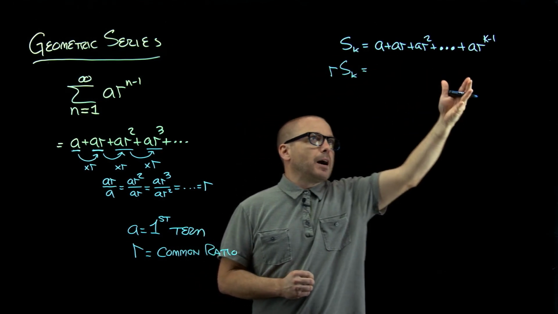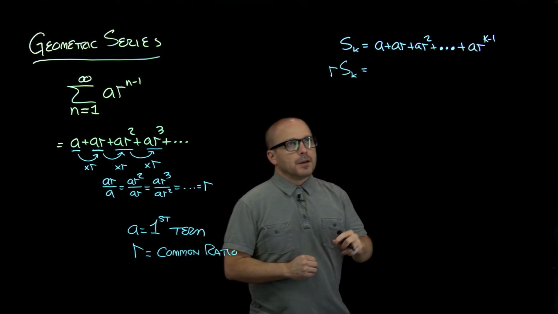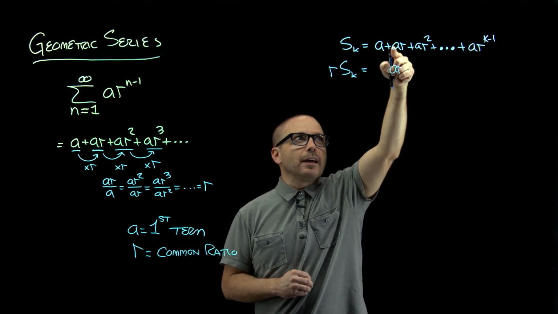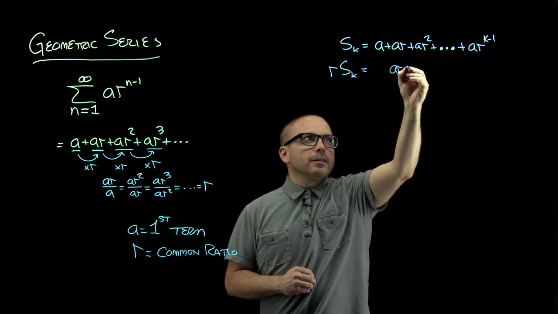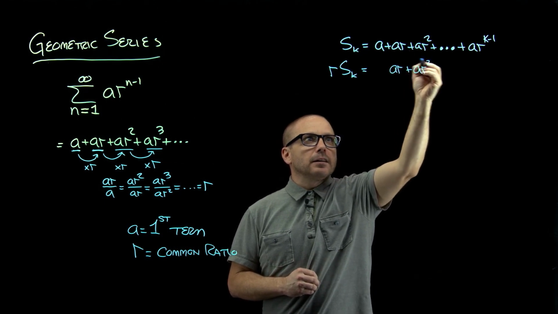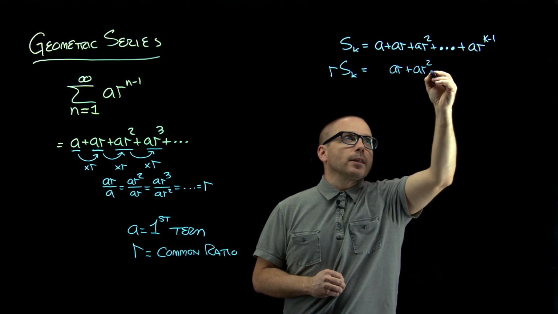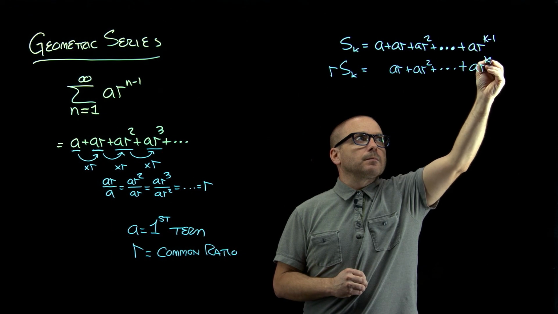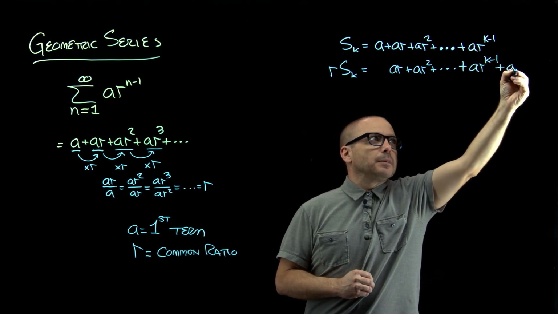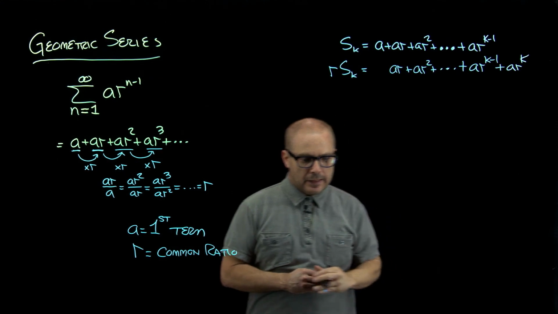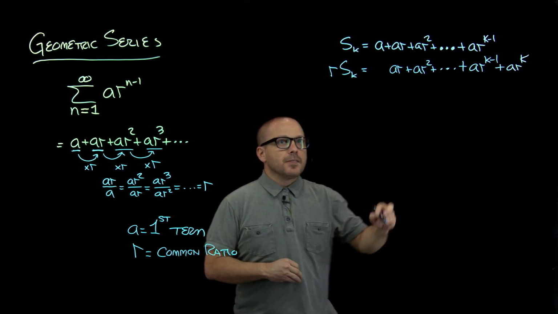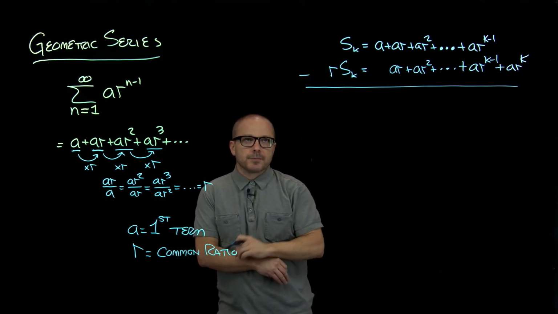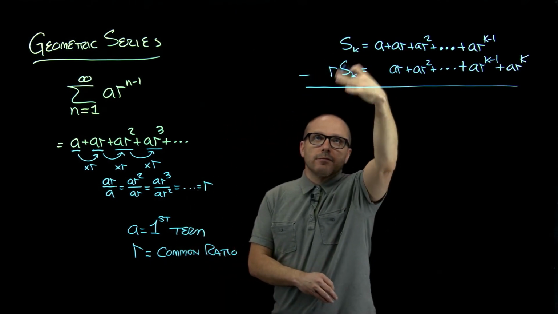Let's multiply through by r. When I take that first term times r, I'll get a times r, which I'm going to line up with that one. ar times r is ar squared. And really what we're going to do is raise the power of each one of those by 1. So that last one becomes ar to the k. Now, the clever thing to do is subtract that first one, subtract the second one from the first.